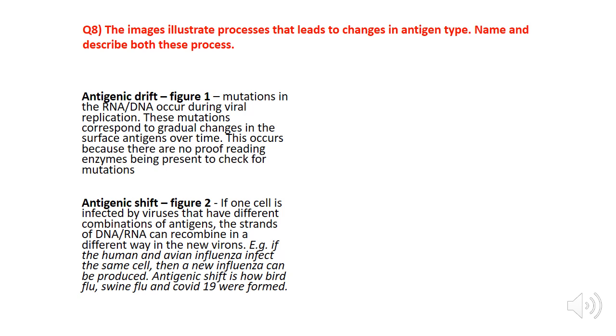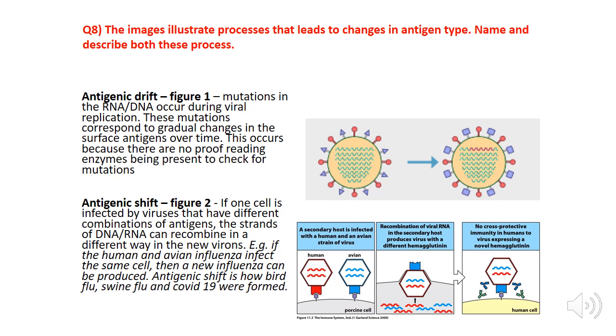So you have your two processes. So name, describe both of these. So figure 1 was showing you antigenic drift, mutations in your RNA or DNA occurring during viral replication. These mutations correspond to gradual changes in your surface antigens over time. And this occurs because there's no proofreading enzymes being present to check for those mutations.